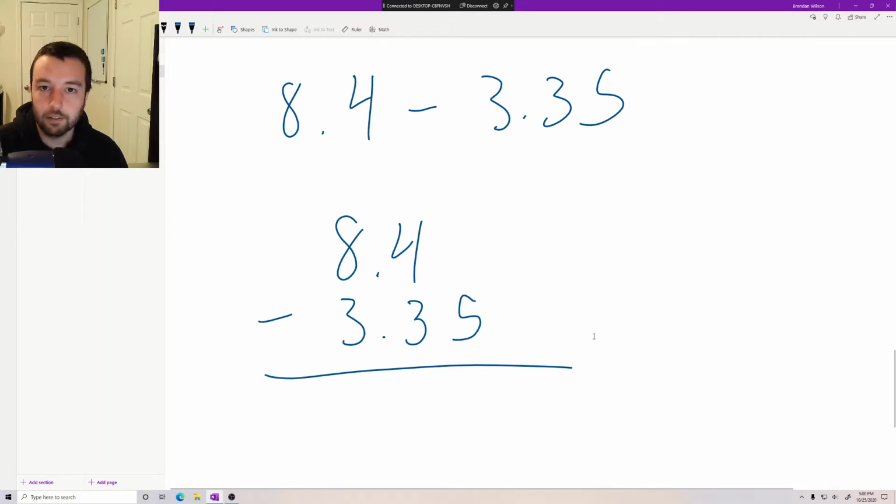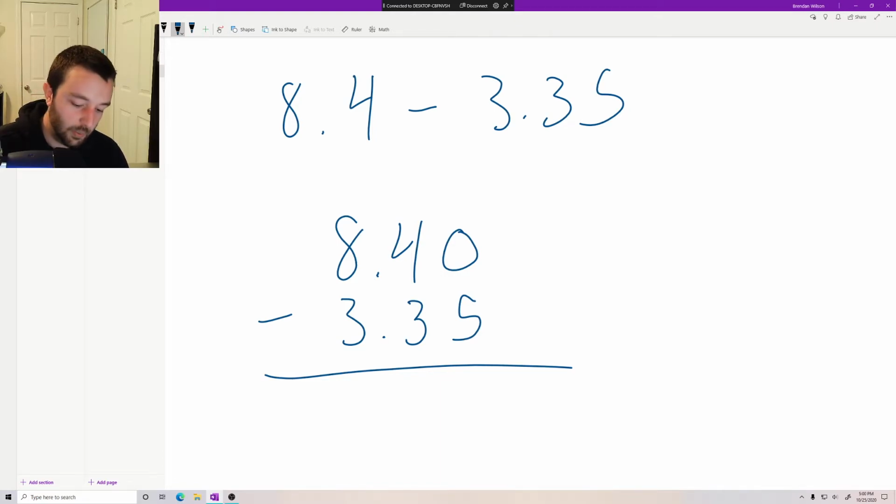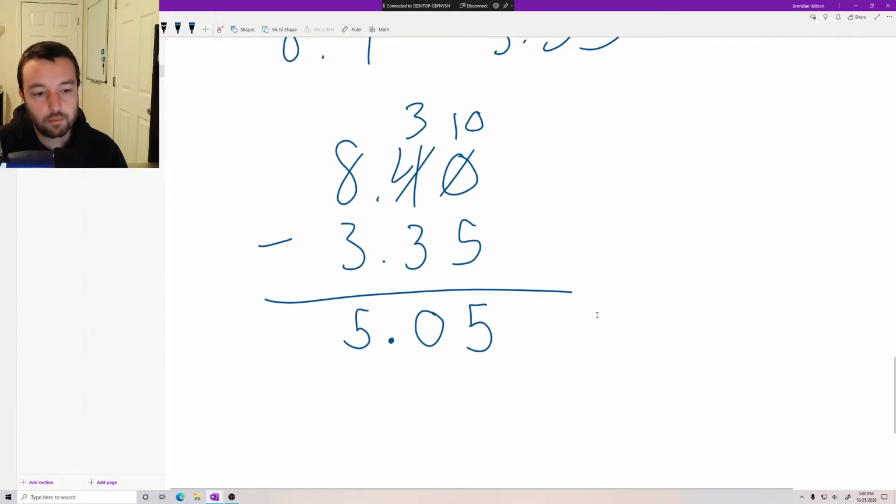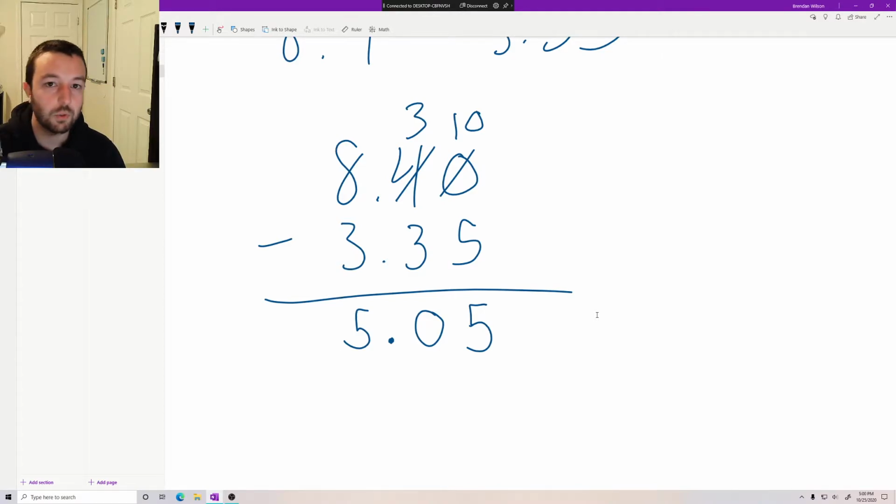But luckily, like I said, we can put as many zeros as we want on the end of the number. So we can just go ahead and make it 8.40, and then we can just proceed as normal. So we have to borrow from the tenths place here. Okay, so we do 10 minus 5 is 5, 3 minus 3 is 0. Drop the decimal straight down, 8 minus 3 is 5. So we get 5.05. Okay. So again, really nothing is changing. It's just like doing this with whole numbers.